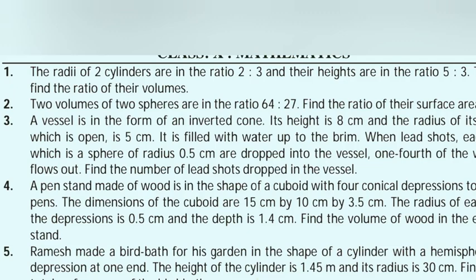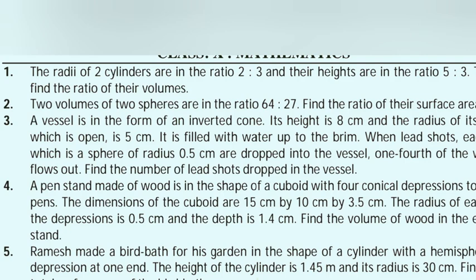The radii of two cylinders are in the ratio 2:3 and their heights are in the ratio 5:3, then find the ratio of their volumes. For Class 10 CBSE or state syllabus, all these questions are important. Today I will explain only 5 questions about surface area and volume. This chapter is very important and a scoring chapter.